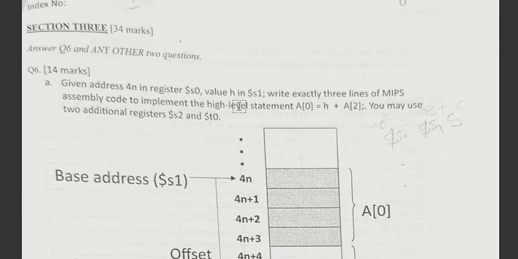It says given address 4n in register $S0, value h in register $S1. Write exactly 3 lines of MIPS code to implement the high level statement a[0] = h + a[2]. You may use 2 additional registers, $S2 and $T0. So it's quite basic, right? You want to write this MIPS code.